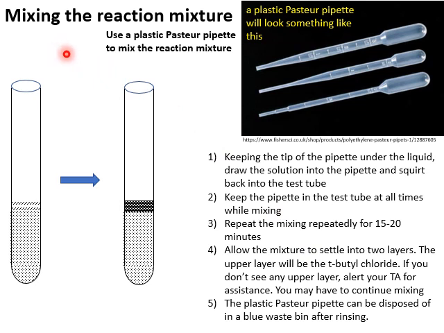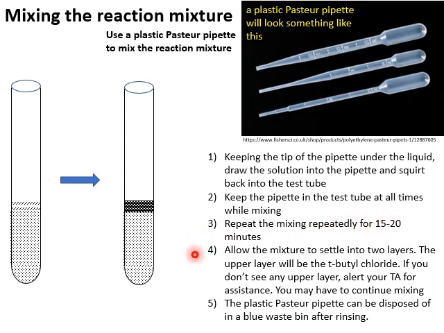You therefore have to mix the reaction. You use a plastic pass-through pipette to mix the reaction. You keep the tip of the pipette under the liquid, and you draw solution into the pipette and squirt back into the test tube. You keep pipetting, and you keep the pipette in the test tube at all times. You do this 15-20 minutes.